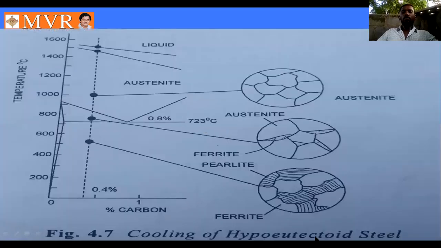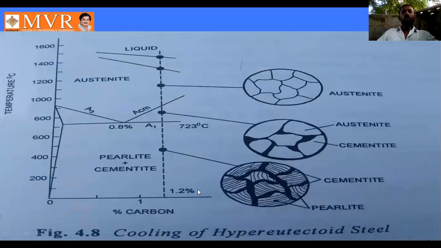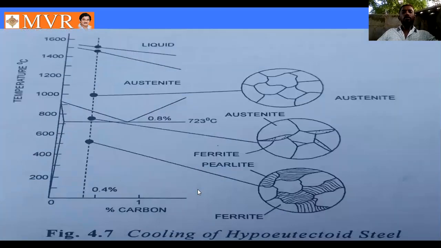So next, the cooling of the hypoeutectoid steel. A carbon content of 0 to 0.8% we can call hypoeutectoid steel. And 0.8 to 2% we can call hypereutectoid steel. So we come to the cooling of hypoeutectoid steel.